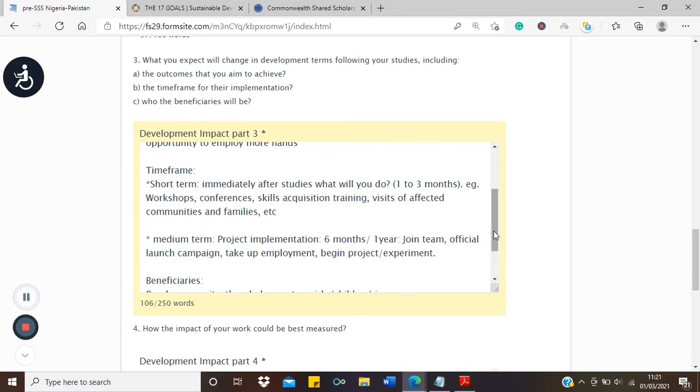And for the short term, depending on the amount of months you choose, here I give the example of 1 to 3 months. These are the things I hope to do in the short term. Visit the community, workshop, skill acquisition, and things like that.